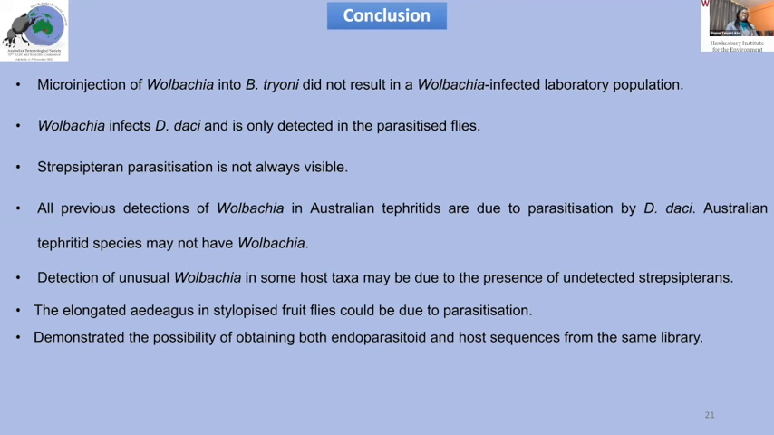Also, the detection of this unusual Wolbachia in other insect taxa may also be due to undetected Strepsipterans. And the elongated aedeagus in the stylopized fruit flies could also be due to parasitization. And last but not the least, we demonstrated the possibility of obtaining both endoparasitoid and host sequences from the same library.